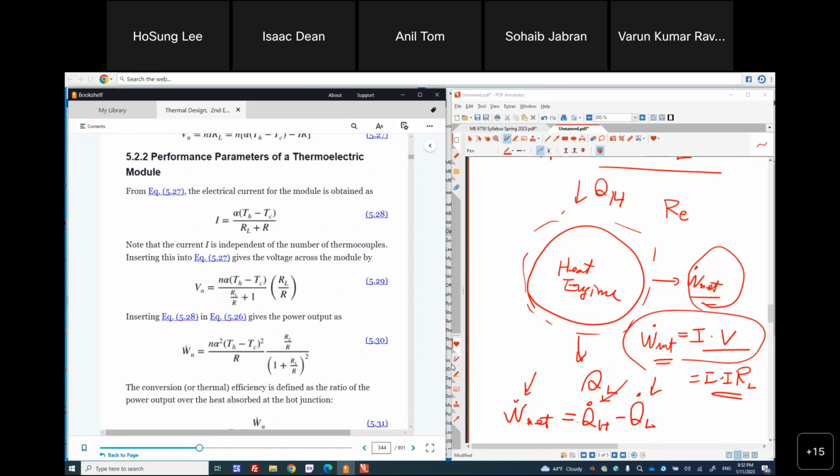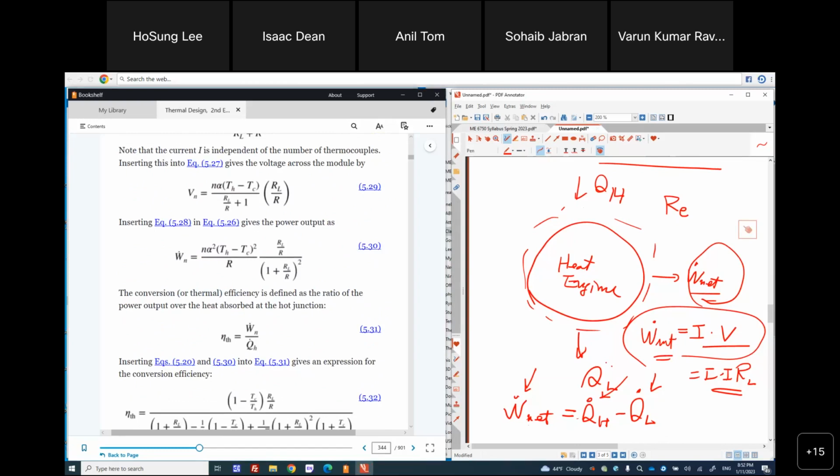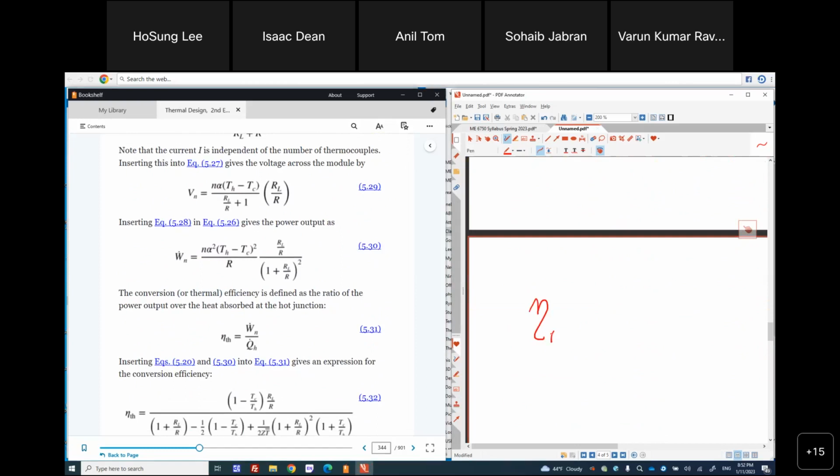What would be the efficiency, the thermal efficiency of a generator in general?